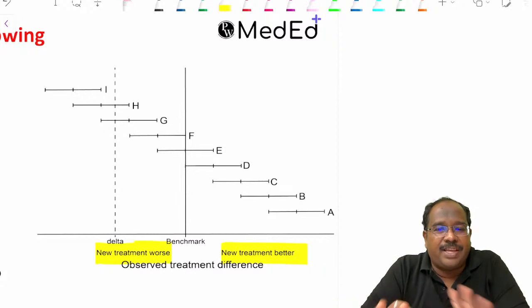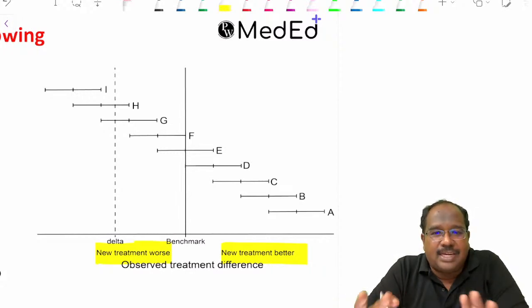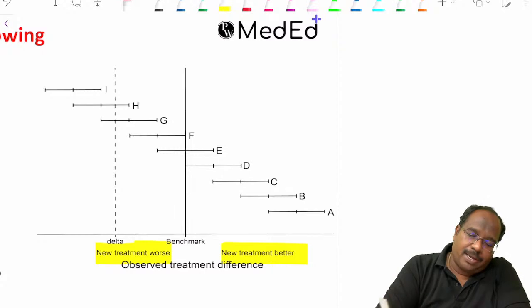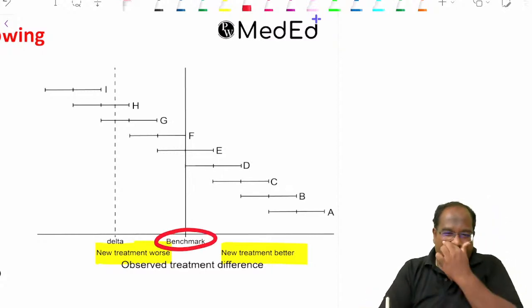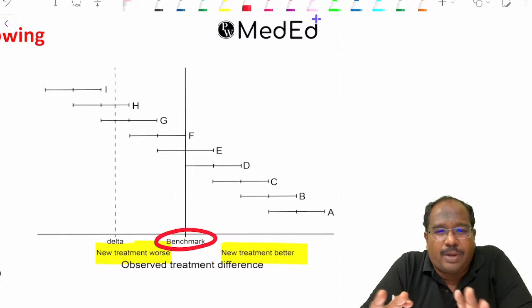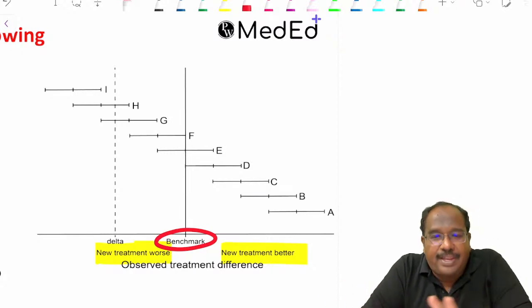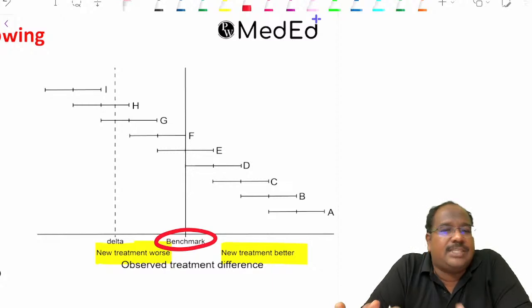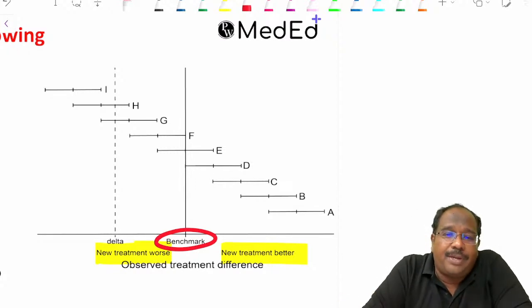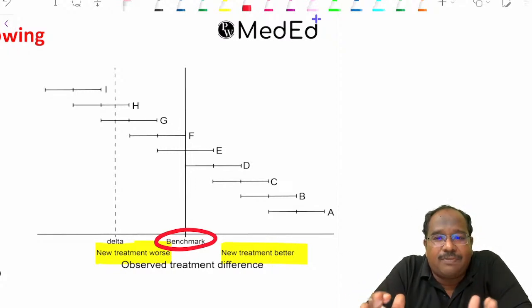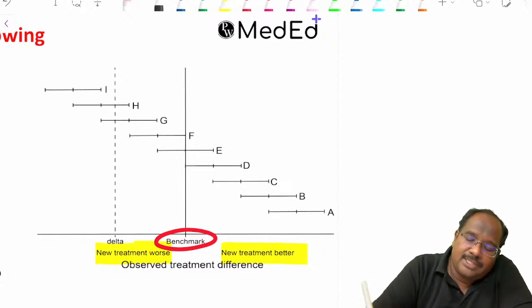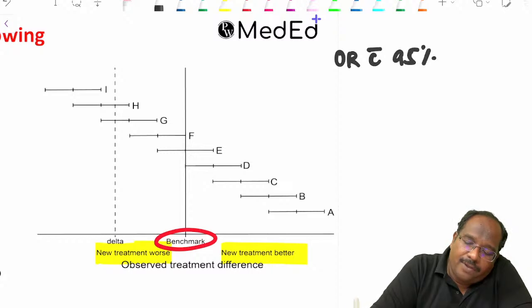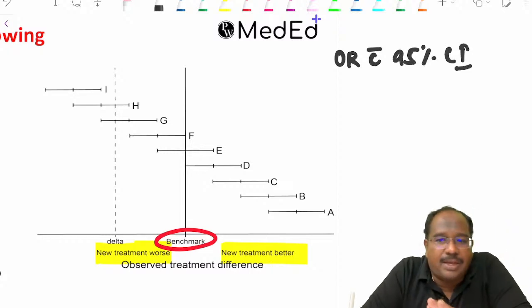Various studies they are showing, and they said the benchmark means somewhat equivalent. Both the drugs are somewhat equivalent. So we have various studies as A, B, C, D, E, F, G, H, I. The new treatment is better. They have given the results in the form of a range; let us assume it's an odds ratio with 95% confidence interval.